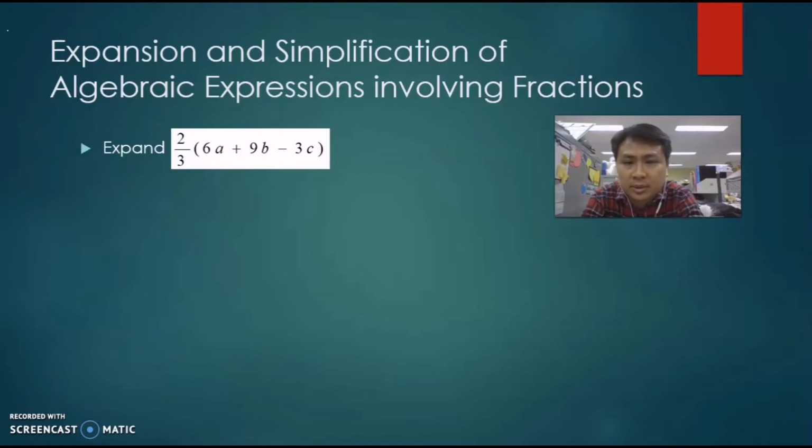Having understood the meaning of distributive law and knowing all your basic multiplication rules, we'll go on to some examples now. Take a look at this question. First of all, we need to apply our distributive rules. So we will distribute 2/3 to 6a, 2/3 to 9b, 2/3 to negative 3c.